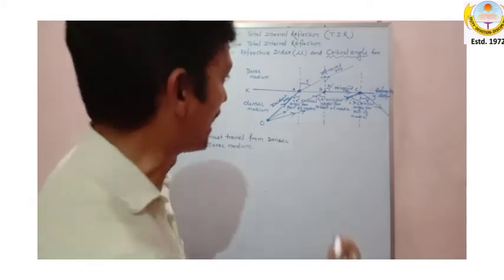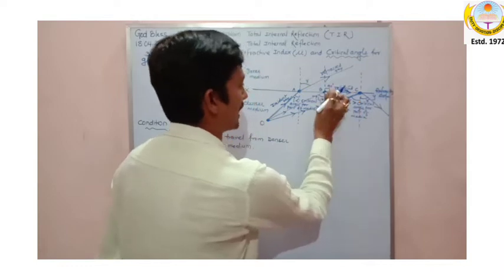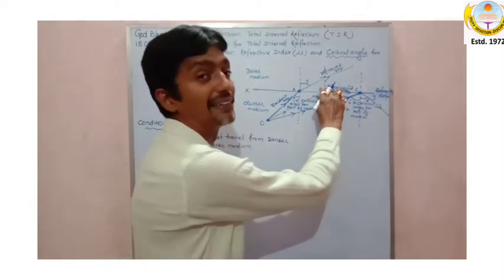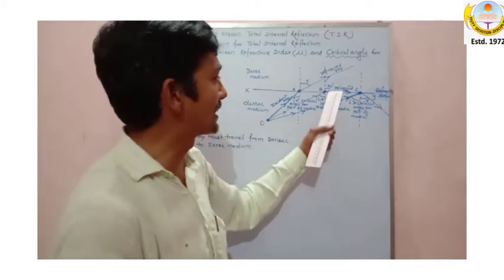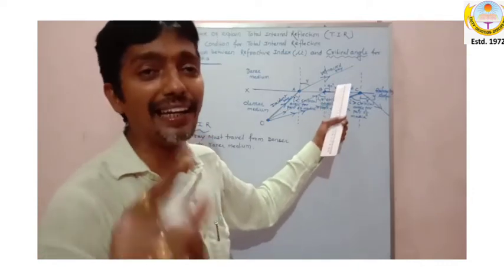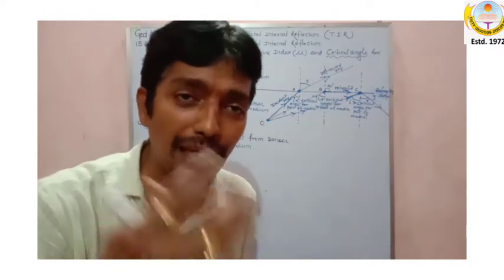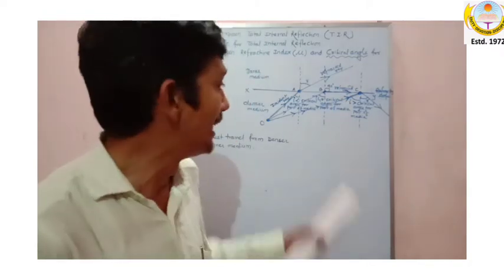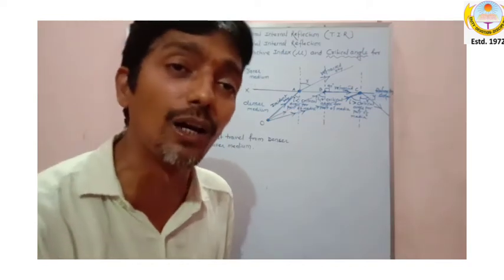This is the diagram I have drawn. This is the refracted ray in the rarer medium, but this refracted ray will make 90 degrees. That is, the angle of refraction in this case becomes 90 degrees. And this time the incident angle, which until now we were calling the incident angle, in the denser medium is now called the critical angle of incidence.